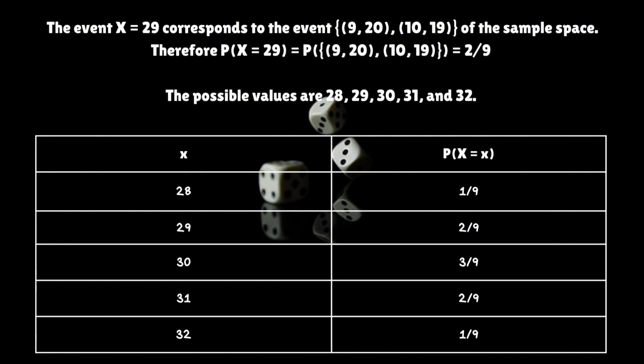The event X equals 29 corresponds to the event {9-20, 10-19} of the sample space. Therefore, the probability X equals 29 is equal to the probability of {9-20, 10-19}, which is equal to 2 over 9. The possible values are 28, 29, 30, 31, and 32. To find the probability of one of these values, we add the probabilities of the outcomes in the sample space that correspond to the value.